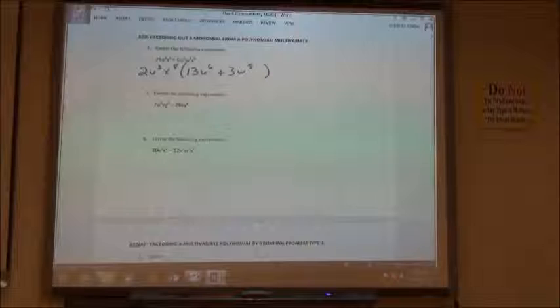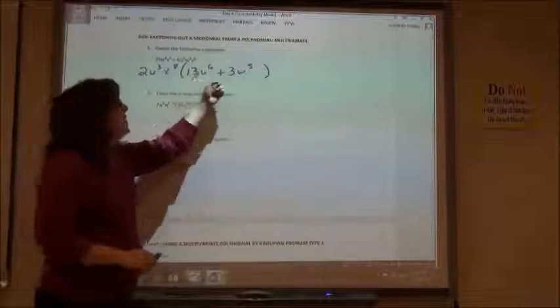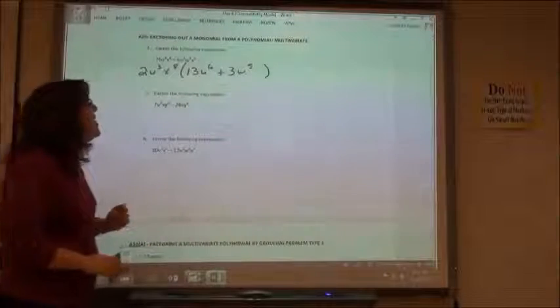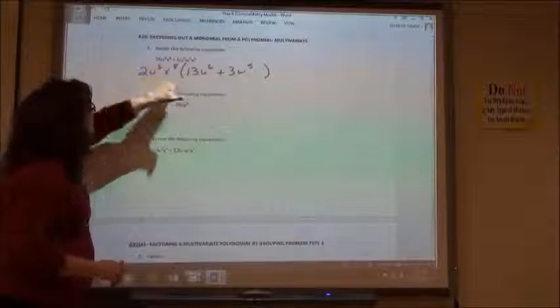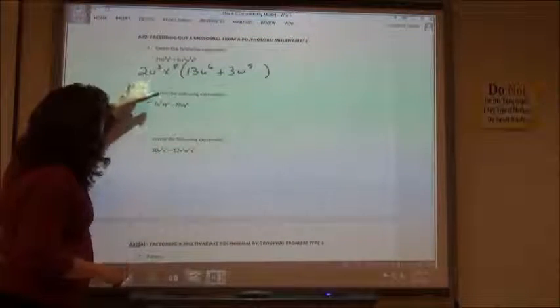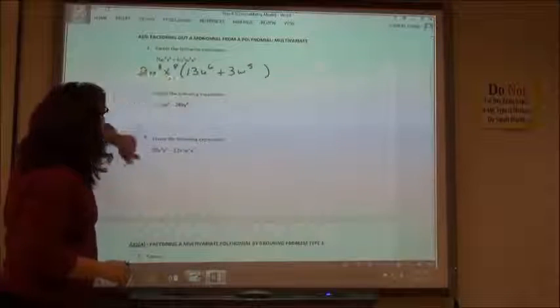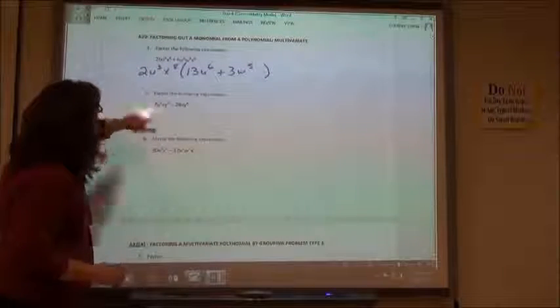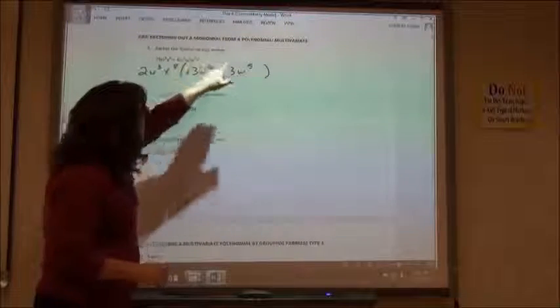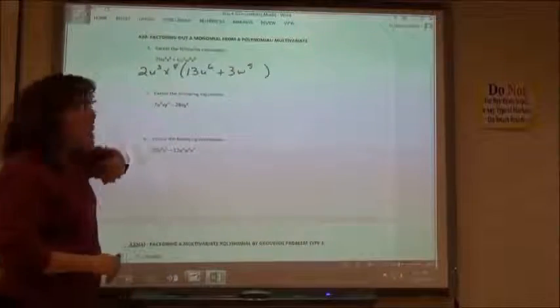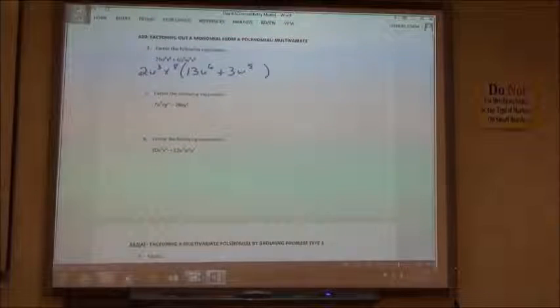So again, when I'm all done, those two things left in the parentheses shouldn't have anything in common, and I should be able to multiply it back out. 2 times 13 is 26, u to the 3rd times u to the 6th is u to the 9th, and I have the x to the 8th, and then 2 times 3 is 6. I have the u to the 3rd, the w to the 5th, and the x to the 8th, so I've got all my stuff there if I would multiply it out.